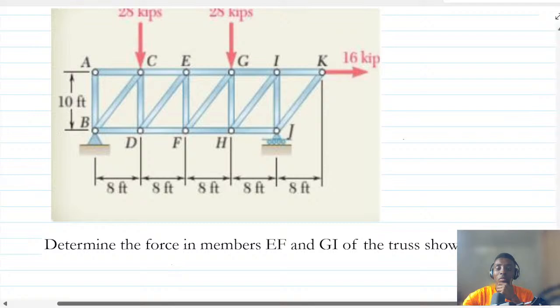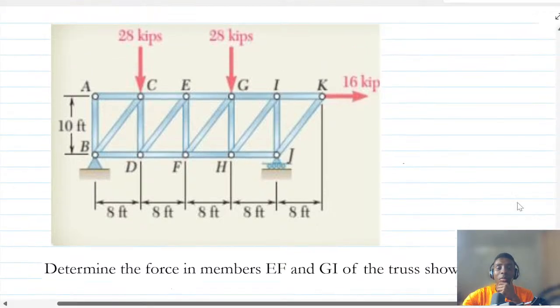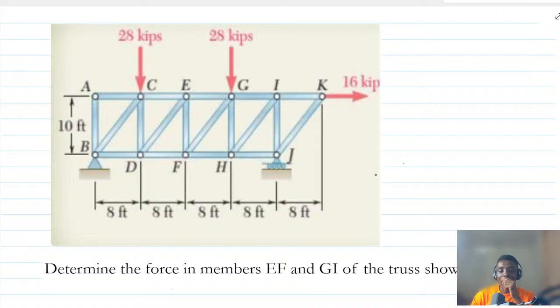Okay. So this is the question, and we've been asked to find the force in members EF and JI.